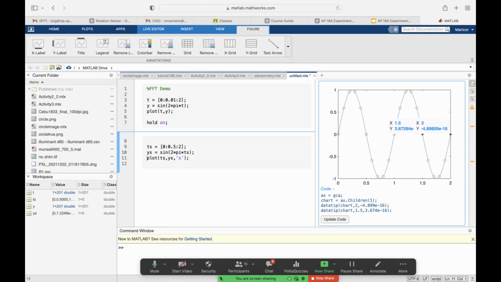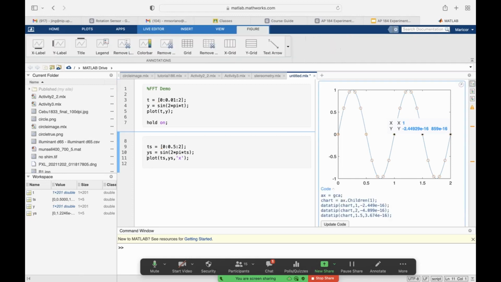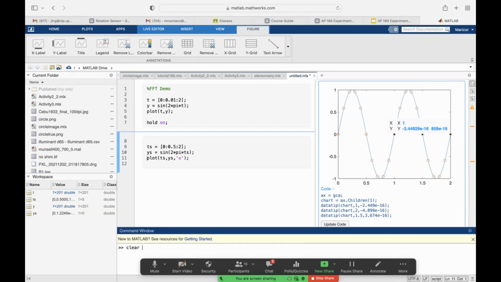Let's run this again from the start. Let's clear this. Ano mag-clear nito? Okay. Clear all. Clear. How do I clear this thing? Ito muna tayo. Clear all.